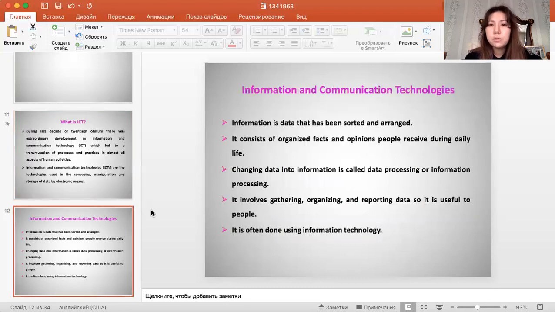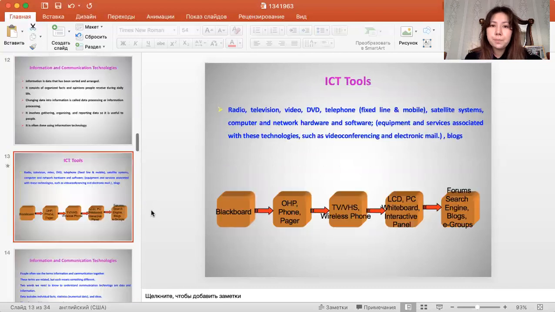Information is data that has been sorted and arranged. It consists of organizing facts and opinions people receive during daily life. Changing data into information is called data processing or information processing. It involves gathering, organizing, and reporting data so it is useful to people. It is often done using information technology.